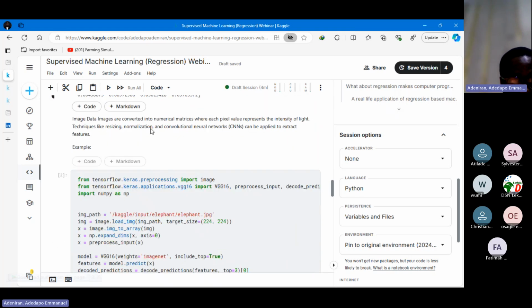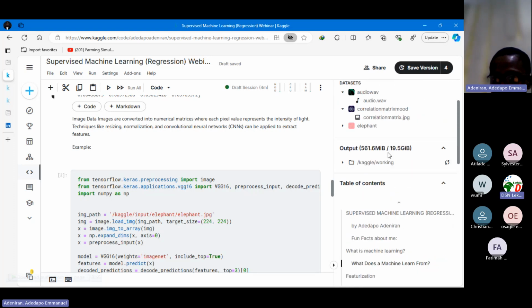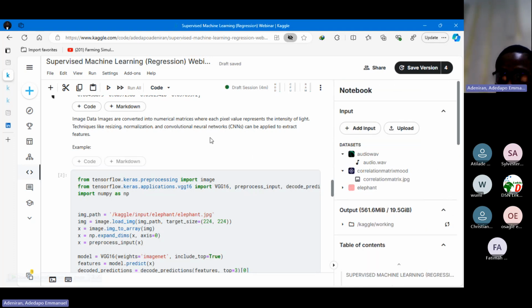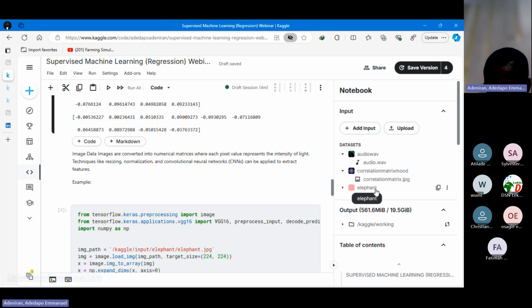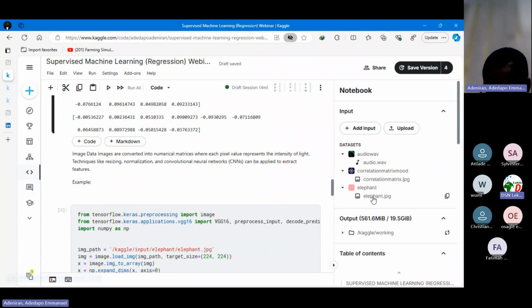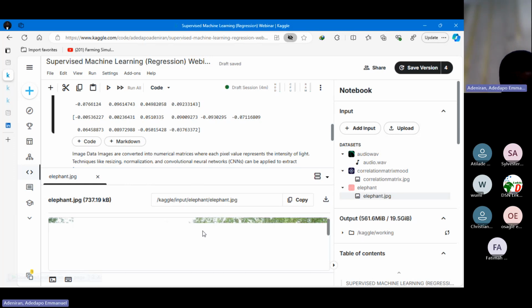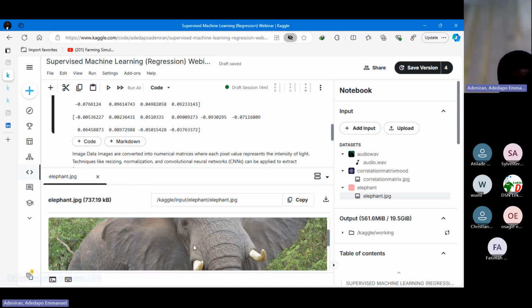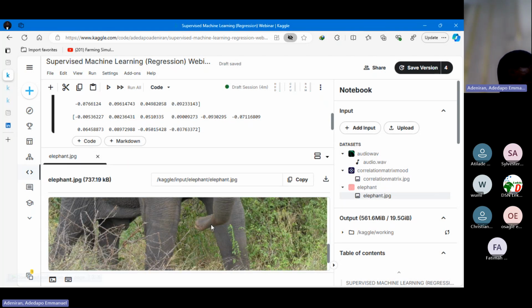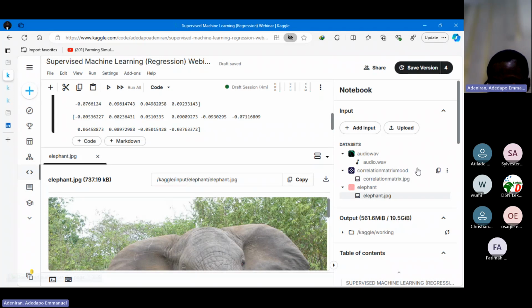So now moving on to image data. On my Kaggle notebook, I've already uploaded some data there, like this elephant. This is just a picture of an elephant. Let me click on it and let it load. So it's loading. If you look at it from here, you can see that it's a picture of an elephant. And this is just an audio here. So let me close this now.